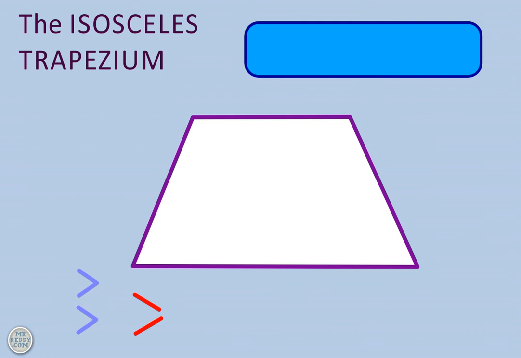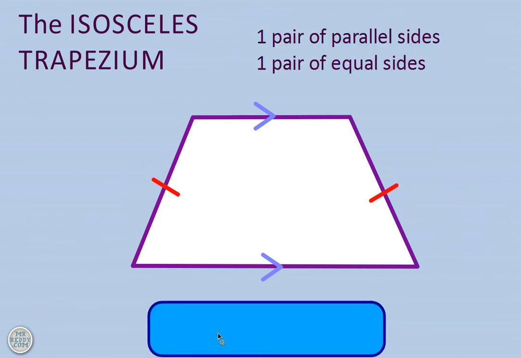The isosceles trapezium obviously has a pair of parallel sides. We know that. There it is. But it also has a pair of equal sides. So it's got one pair of parallel sides and one pair of equal sides. And one of the ways to spot it is if you imagine the equal sides carrying on. They're going to go off the page, but it would create an isosceles triangle.